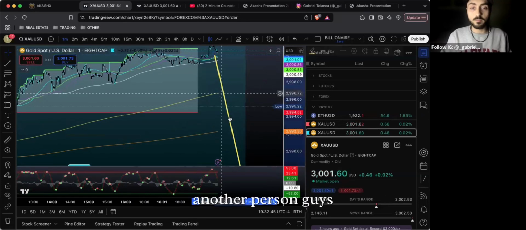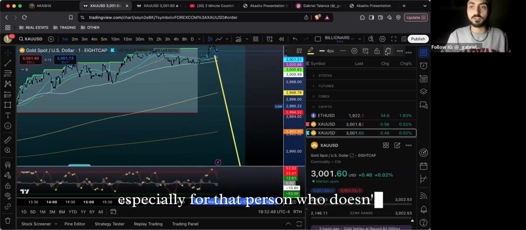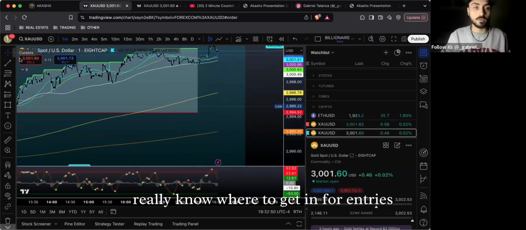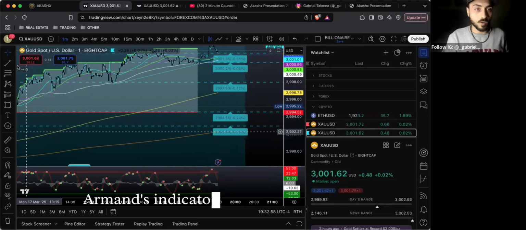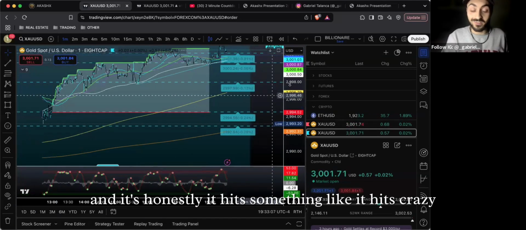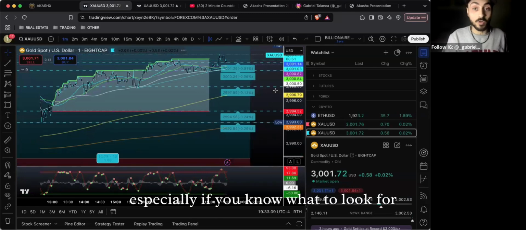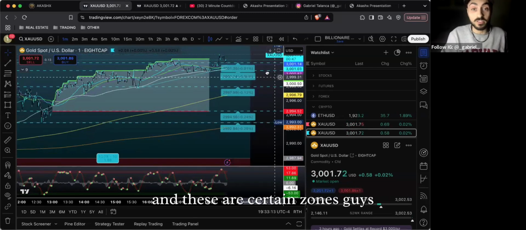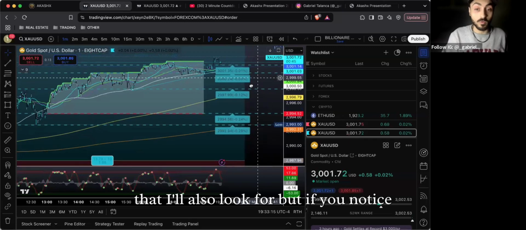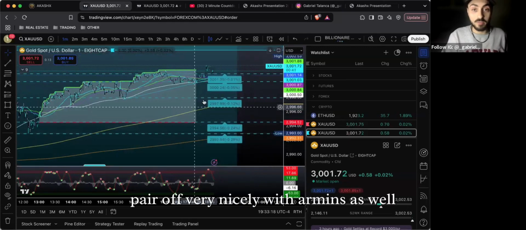But another person, guys, that I really like to use this strategy as well, especially for that person who doesn't really know where to get in for entries: Armin's indicator. This gives you entry points, guys. And honestly, it hits crazy, especially if you know what to look for. And these are certain zones, guys, that I'll also look for. But if you notice, my moving averages pair off very nicely with Armin's as well.